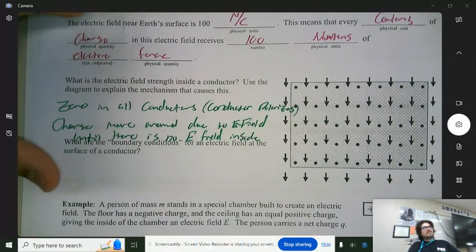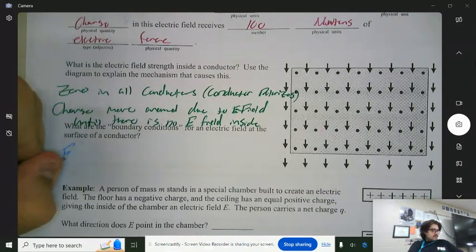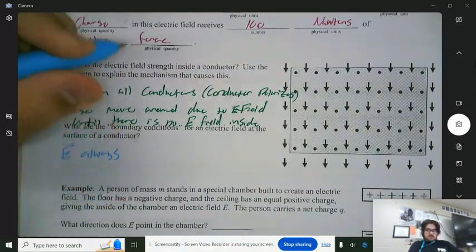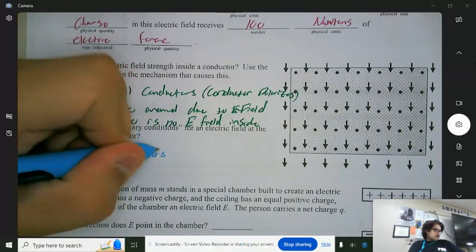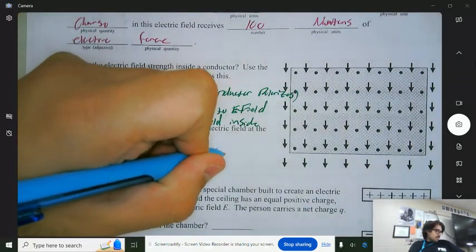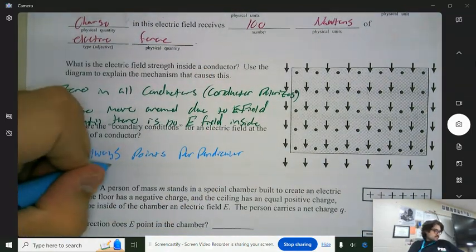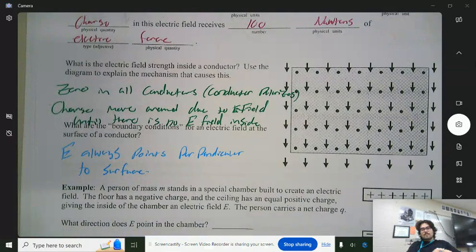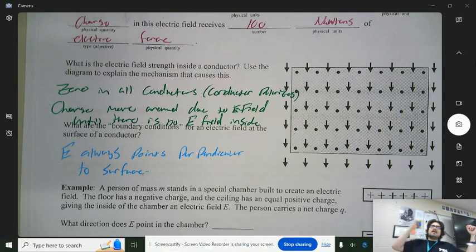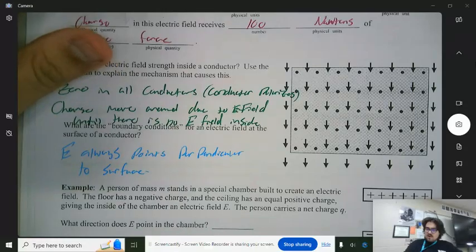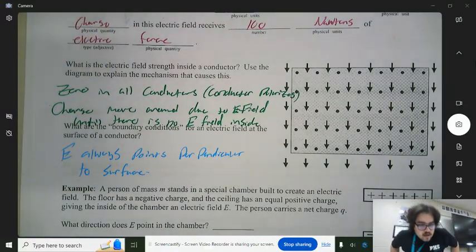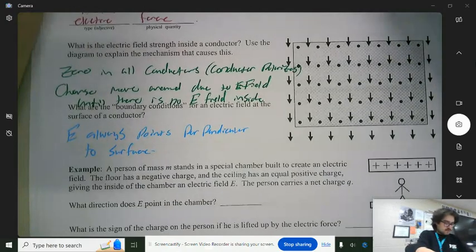So if you have at the surface of a conductor, the E field always points perpendicular to the surface. Okay, you might hear the word orthogonal. Orthogonal also means perpendicular. Okay, normal does as well. So if you have a sphere, the E field is always intersecting at 90 degrees with all points on that sphere's surface.